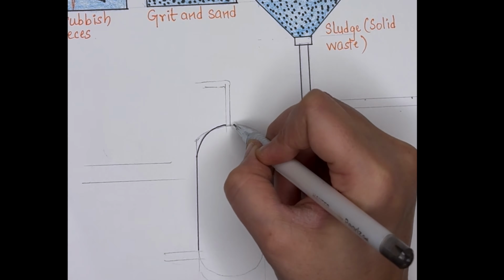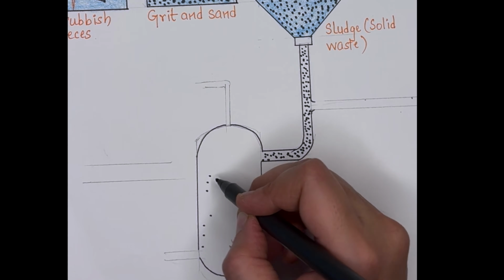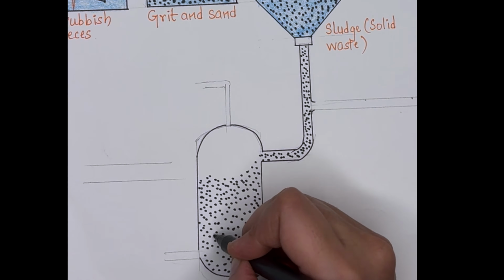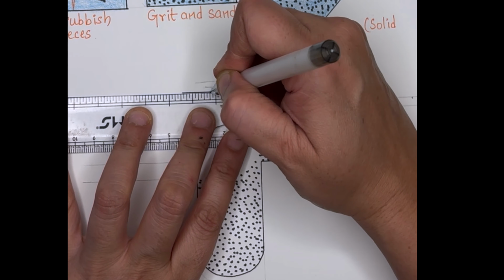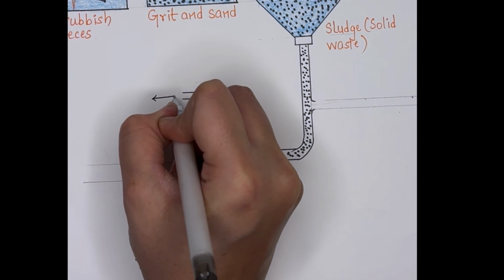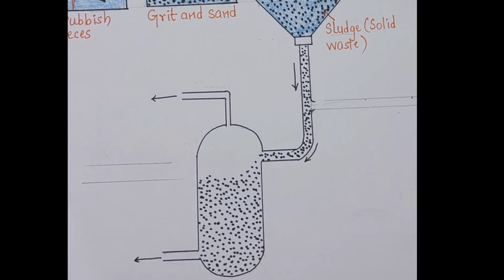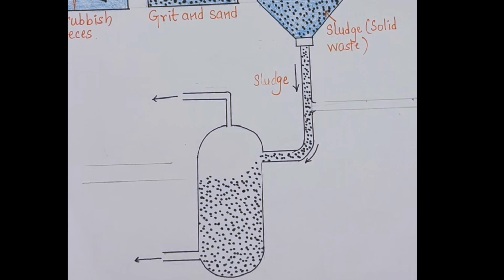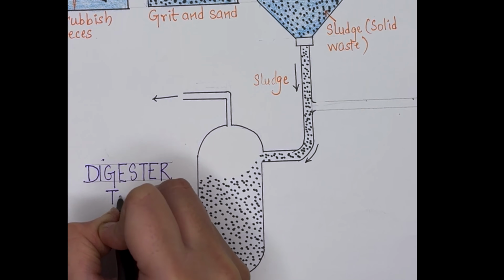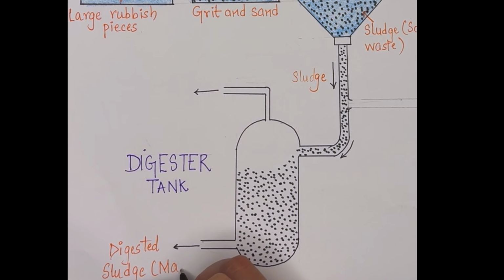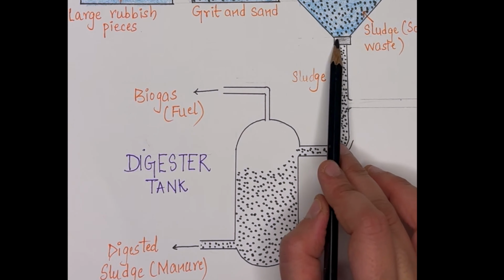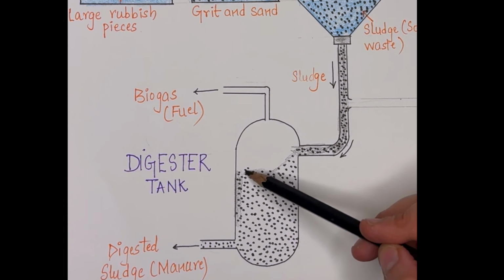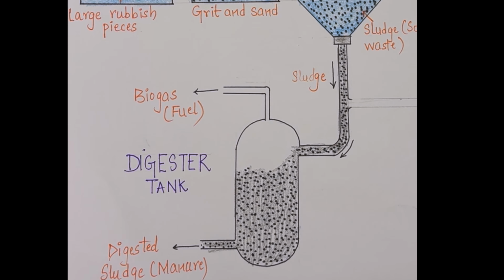Sludge is taken from here to the sludge treatment plant called a digester. Inside the digester, the sludge is decomposed by anaerobic bacteria. These bacteria convert the sludge to biogas in the absence of air. This biogas is a very important fuel and it can be used to produce electricity or simply as fuel in households. Non-biodegradable waste is taken to landfills.